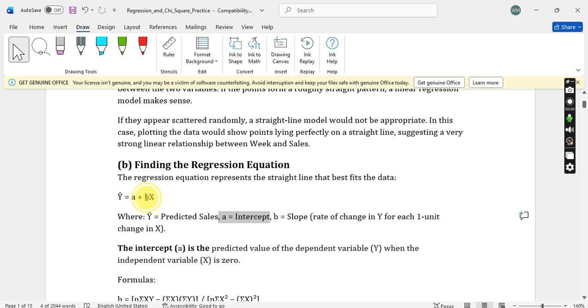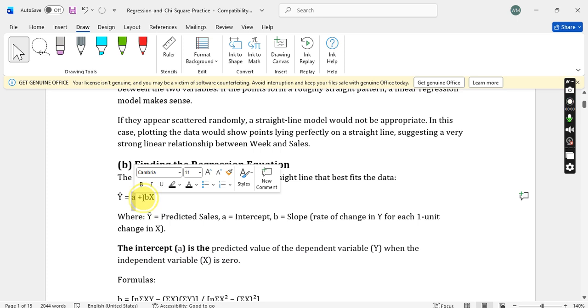Then this b represents the slope, the rate of change in y for each 1 unit change in x. So if x increases by 1 unit, how much will y increase by, basically? If the week increases by 1, the sales have to increase by a certain amount, according to the slope. All right, so this is the format of the equation. So what we need to do is get our intercept and our slope.